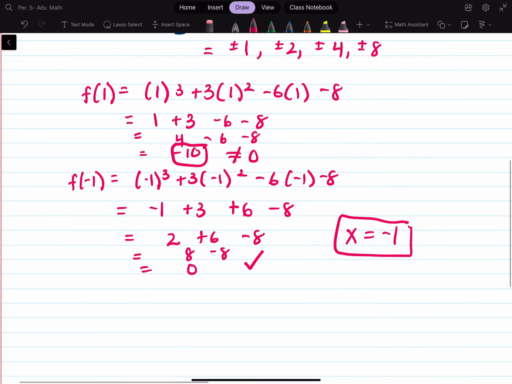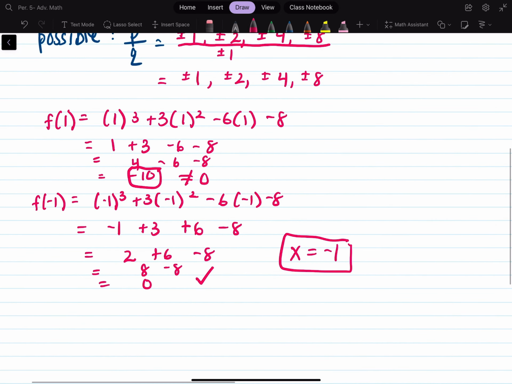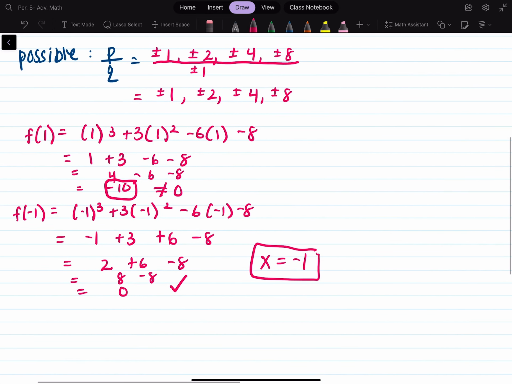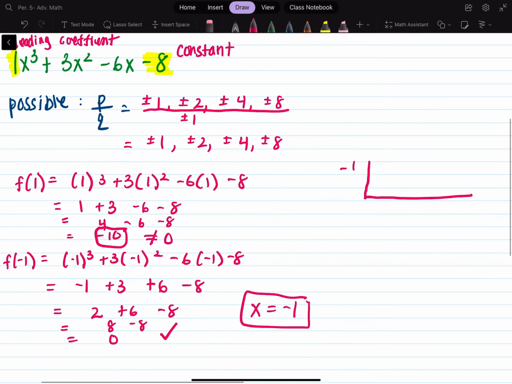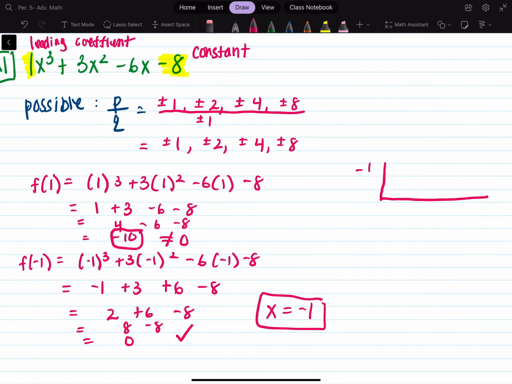So what I'm going to now go ahead and do is use synthetic division to figure out the second part of my factorization. So I'm going to go ahead and put a negative 1 on the outside of my synthetic division. I'm going to fill in my coefficients here, which are 1, 3, negative 6, negative 8. Drop down my 1. Negative 1 times 1 is negative 1.